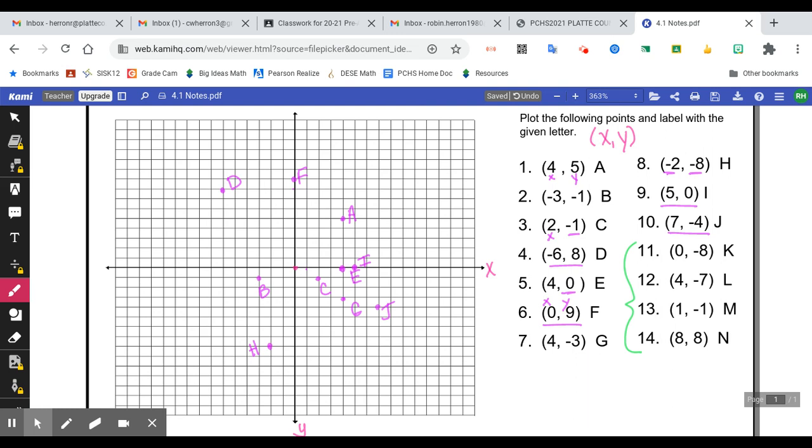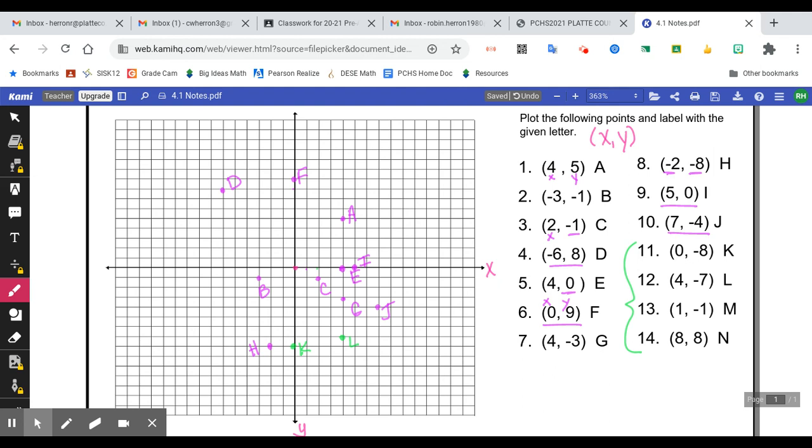Okay, so 11 should be 0, -8. So we're going to go down 8. 1, 2, 3, 4, 5, 6, 7, 8. This should be K. Number 12 is 4, -7. So 1, 2, 3, 4. -7. 1, 2, 3, 4, 5, 6, 7. This will be L.